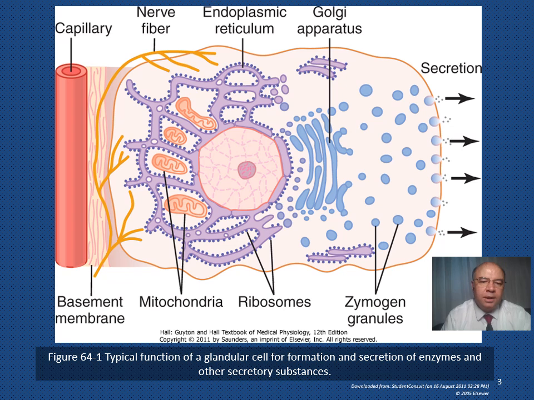Here you see a typical function of a glandular cell for formation and secretion of enzymes and other secretory substances. Here you see the nerve, probably autonomic nervous system, it comes from. So it stimulates or it inhibits the function of this gland.